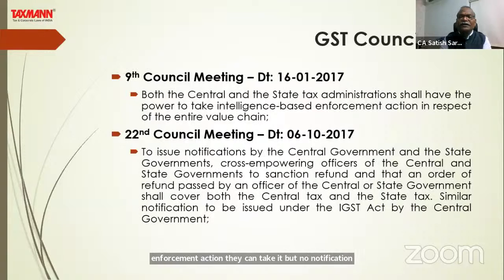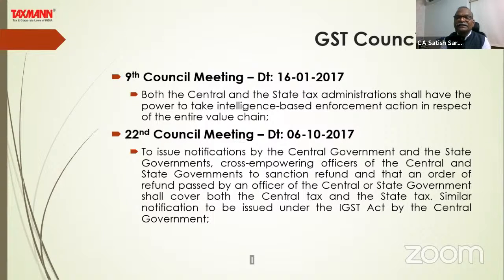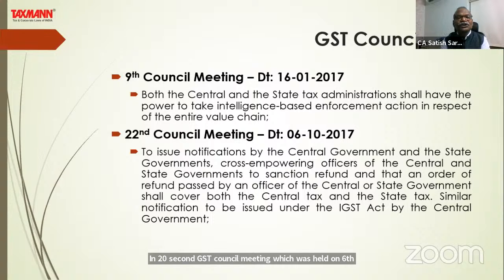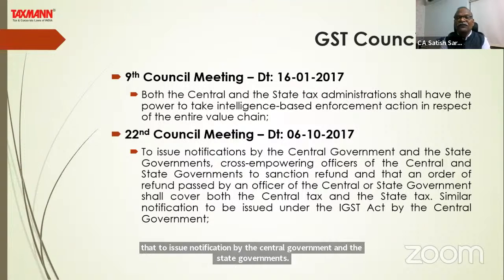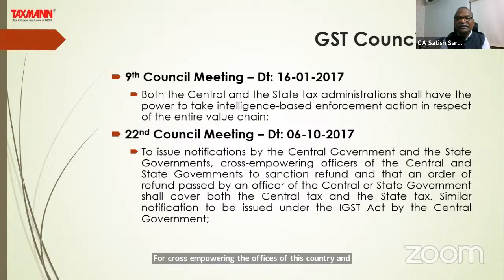In the 22nd GST Council meeting, which was held on 6th October 2017, the Council recommended that notifications be issued by the central government and the state governments for cross-empowering the officers of the central and state to sanction refunds, and that an order of refund passed by the officer of the central or state government shall cover both the central tax and the state tax. Similarly, a notification is to be issued under the IGST Act by the central government. So far, these are the two meetings in which the council has held on the matter of cross-empowerment.